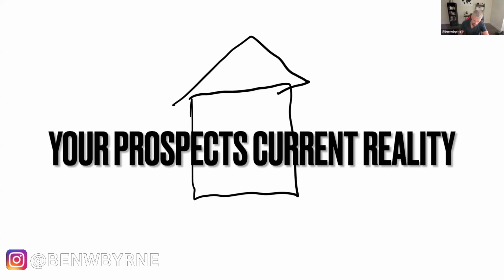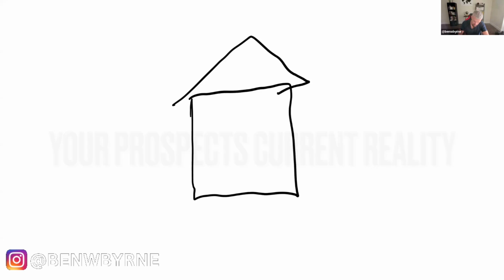This box, this house that I'm going to draw here represents two things. Number one, it's your prospect's current reality. I'm going to run out of space. Imagine it says current reality. And then it's also the house of trust.